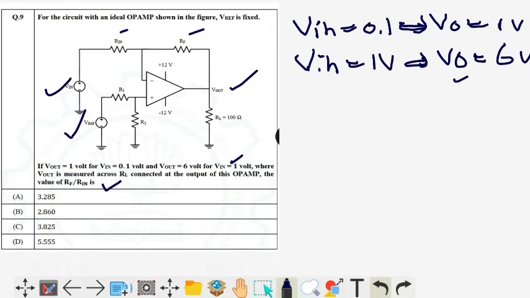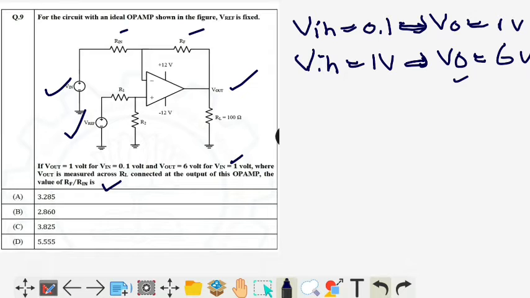The idea here is, since it is negative feedback and the saturation values are also given, that is 12 volts, to use the superposition theorem. We apply one voltage at a time and find the output voltage, and at last we add those output responses, so it becomes the overall output. Then we substitute the given information of Vin and Vout, and we can find RF by Rin. So let's try to do that.